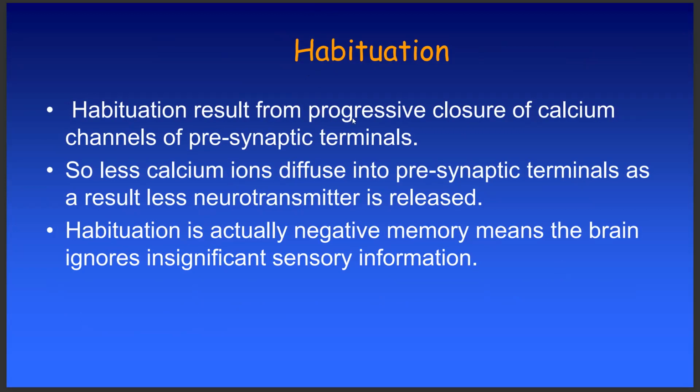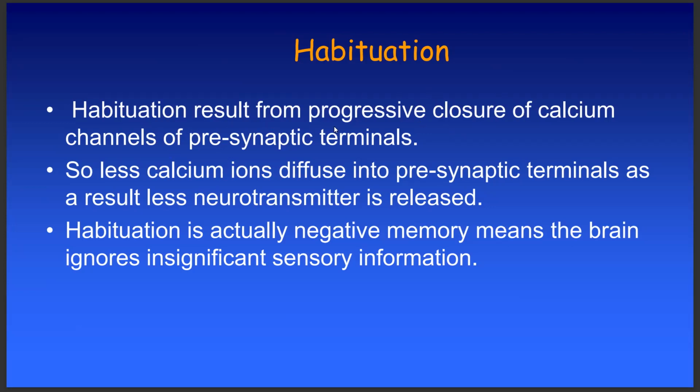Habituation results from the progressive closure of the calcium channels of the presynaptic terminals. There are calcium channels in the presynaptic terminals, which open when an impulse is transmitted from the pre- to the postsynaptic membrane or surface. Habituation occurs when there is progressive closure and blockage of these calcium channels.